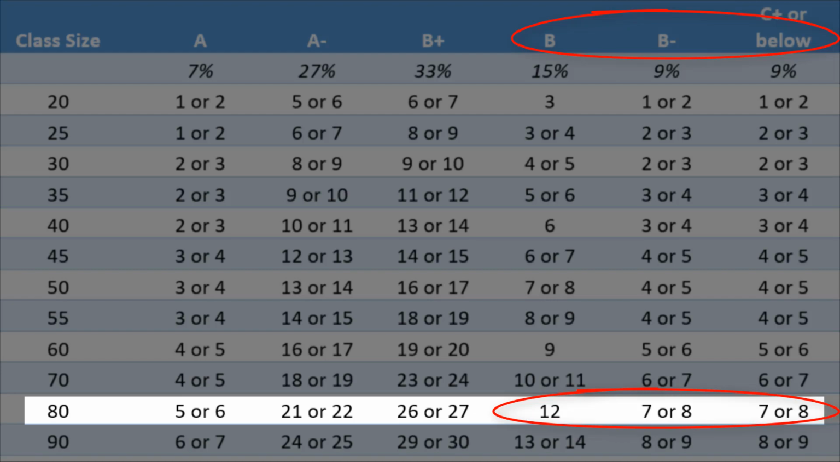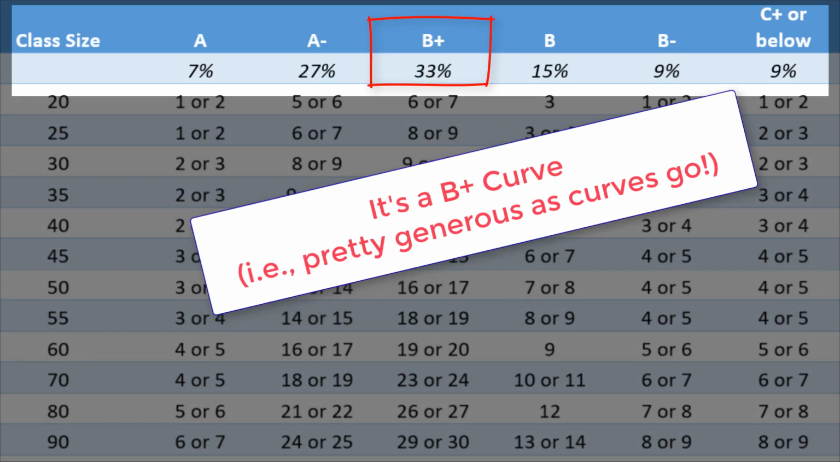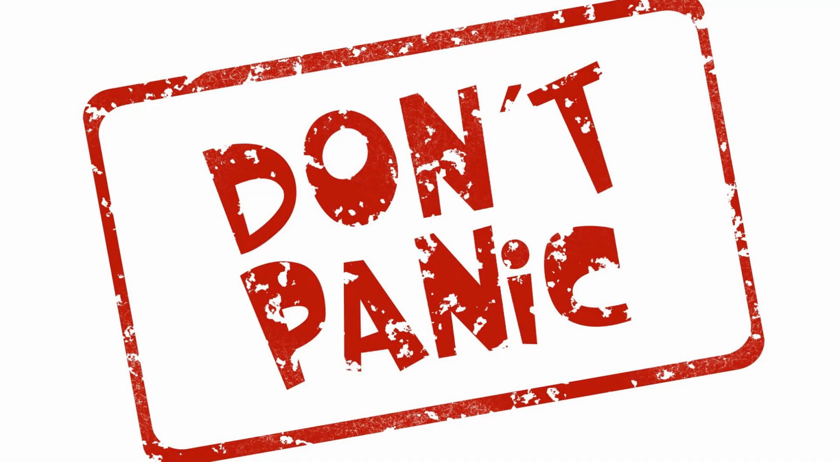What does this mean? It means that most people, most of the time in most of their classes, will get B pluses. Don't panic and don't be upset if this happens to you. As a matter of fact, you should be very happy if your grades are all B pluses or above. This means your GPA will be right where you want it to be.